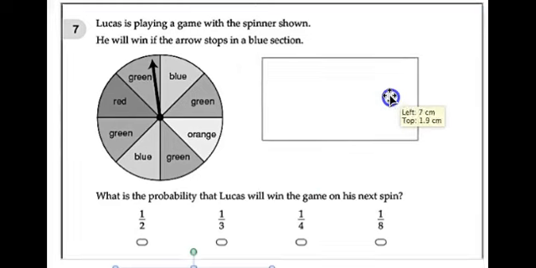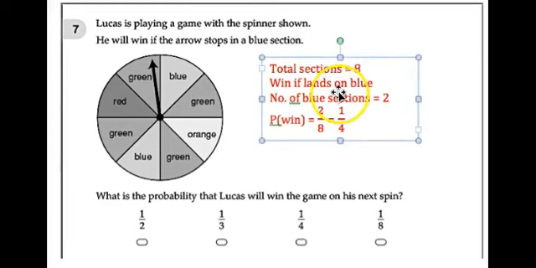Okay, question 7. Lucas is playing a game with the spinner shown here, and he will win if the arrow stops in a blue section. So we've got one blue section here and another blue section there. There's only 2 blue sections. However, there are 1, 2, 3, 4, 5, 6, 7, 8 sections altogether. So just looking here, the total sections is 8.